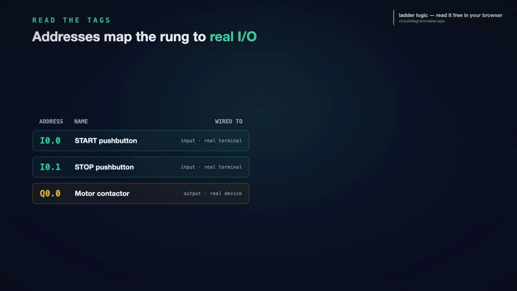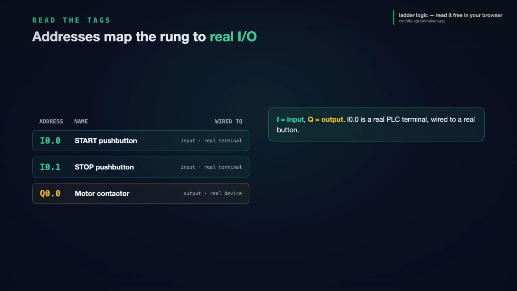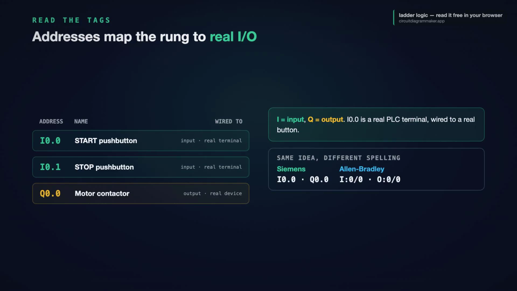Those tags are not decoration. I0.0 is a real terminal on the PLC, wired to a real button in the panel. Q0.0 drives a real contactor. So when you read a rung, the address tells you which physical device each symbol is. Trace the logic, then read the address, and you have mapped the diagram onto the machine in front of you.